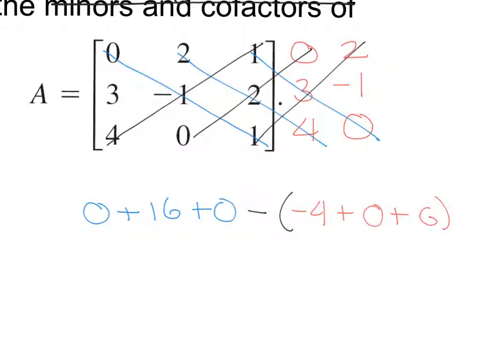Then we want to simplify it. So I have 0 plus 16 plus 0 is 16, minus, and I have negative 4 plus 6 is 2. So I have 16 minus 2. The determinant value is 14 for this 3 by 3.